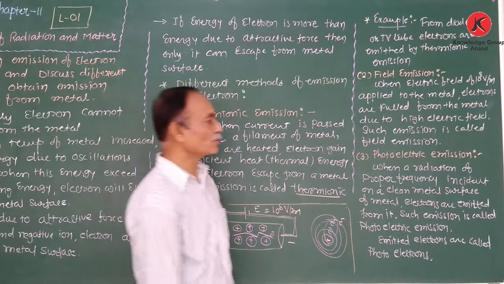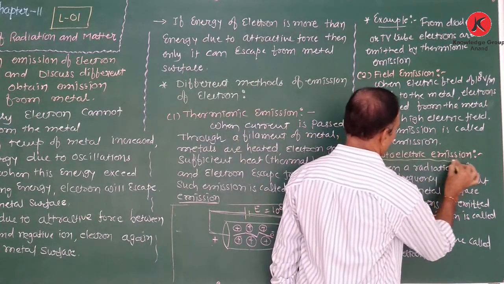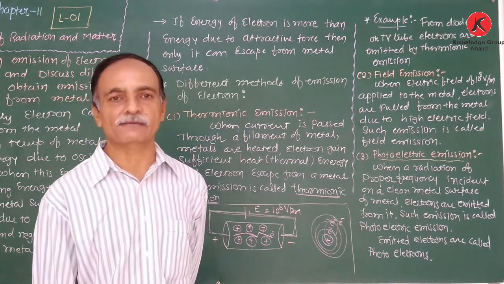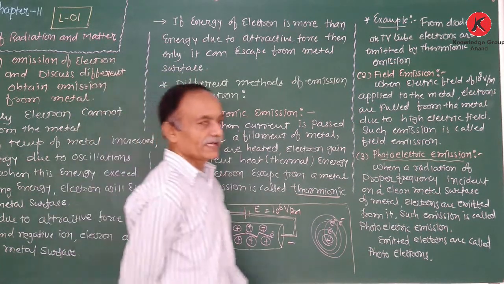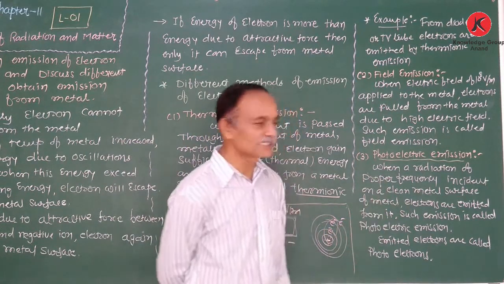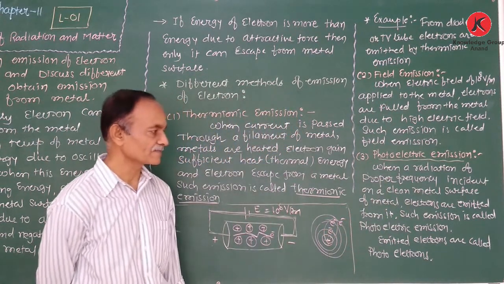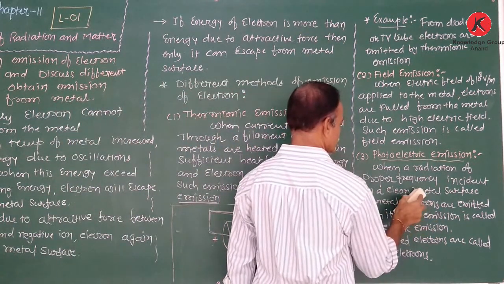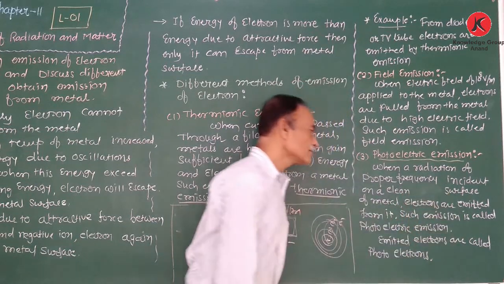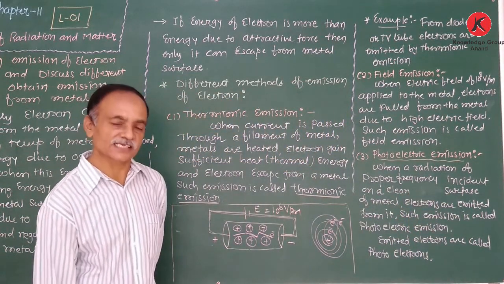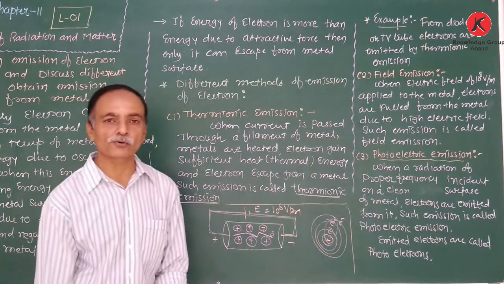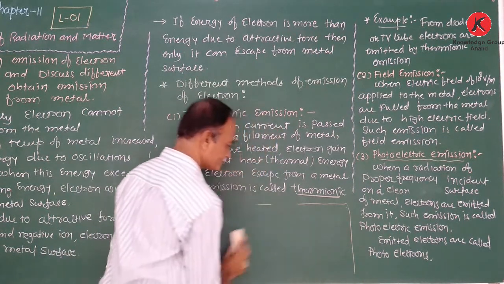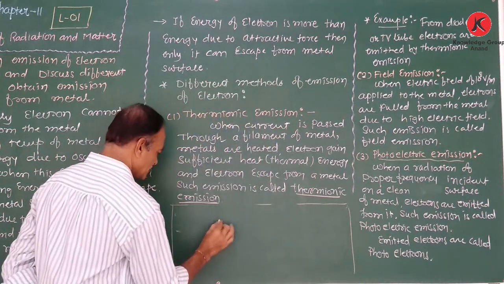And now next is the photoelectric emission. That is the most important point of this chapter, because in this chapter we are discussing the photoelectric emission. Okay. When radiation of proper frequency is incident on a clean metal surface, electrons are emitted from it, and such emission is known as the photoelectric emission. For that purpose, we draw the diagram like this way. There is the metallic plate.